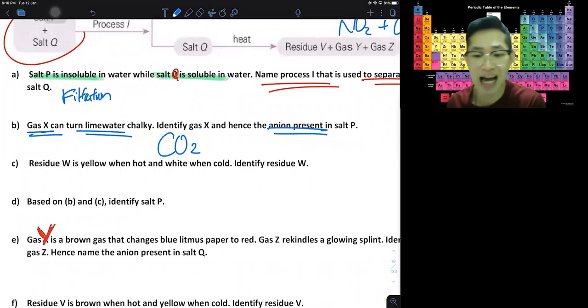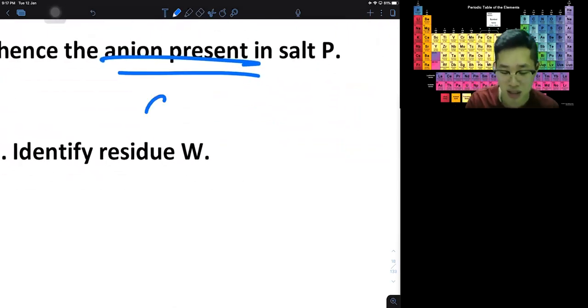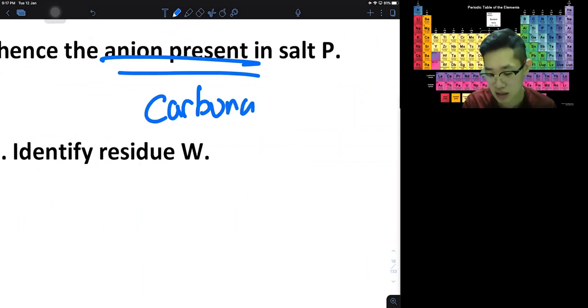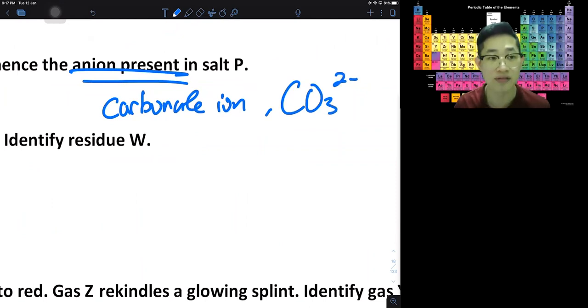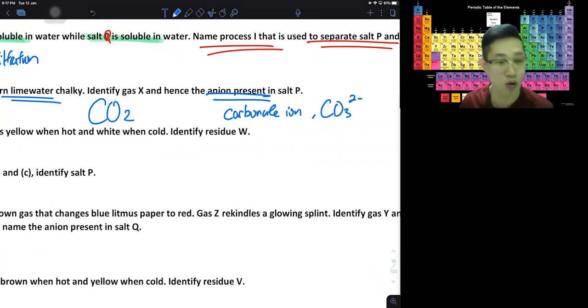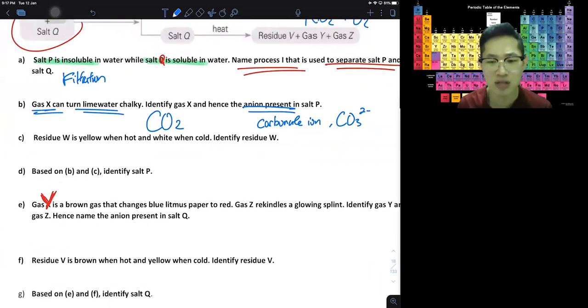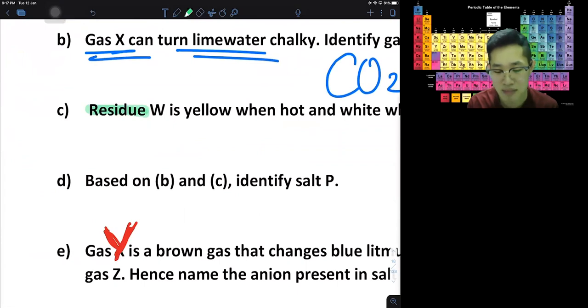What is the negative ion present? That means they are asking you which negative ion can produce CO2. Must be the mum lah. The mum is what? Carbonate ion. Carbonate ion is CO3 2 negative. The mummy is CO3 2 negative, produce the son CO2. Residue W, when you see the word residue, means metal oxide.